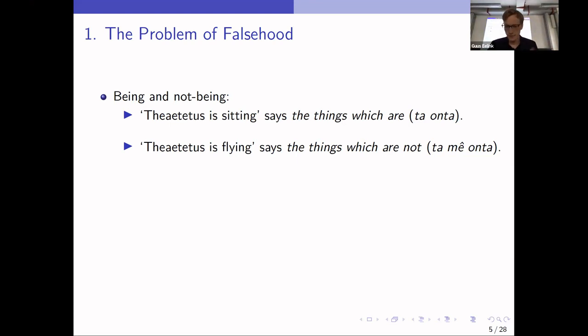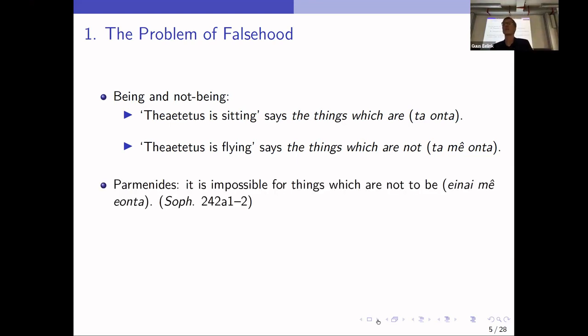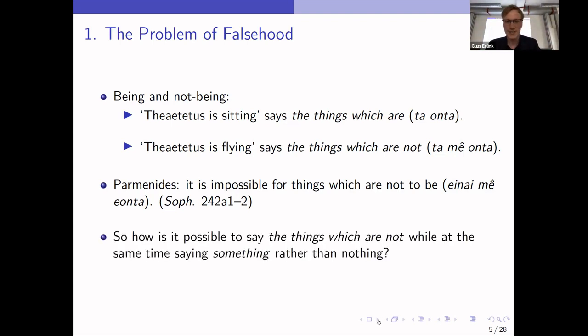The second factor is the towering influence of Parmenides over ancient Greek philosophy. So Parmenides forcefully argued that it is impossible for things which are not to be. And I think that these two factors conspire to bring to the attention of the ancient Greek thinker the question of how it is possible to say the things which are not while at the same time saying something rather than saying nothing at all. And this is what I take to be the problem of falsehood.